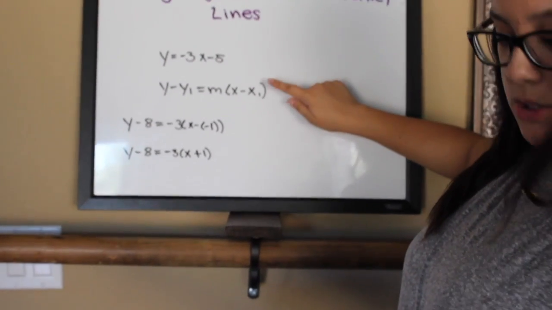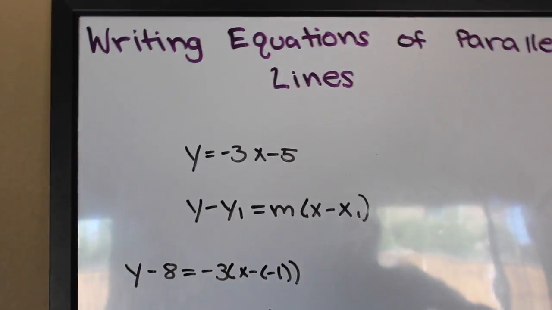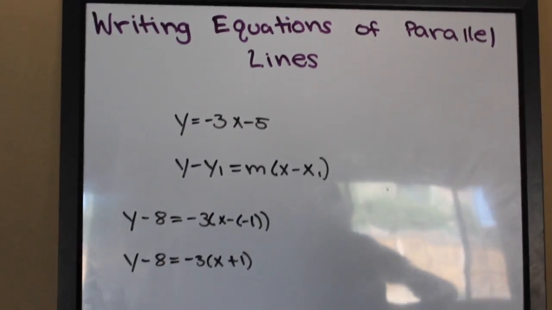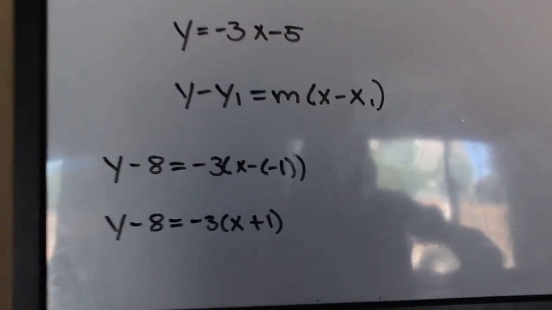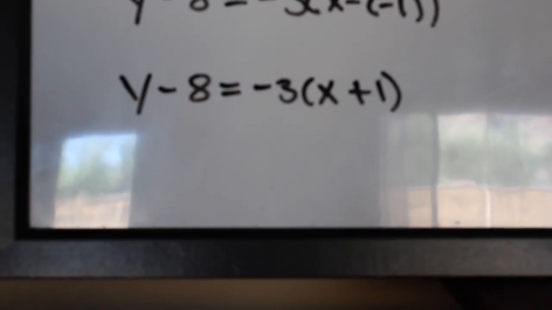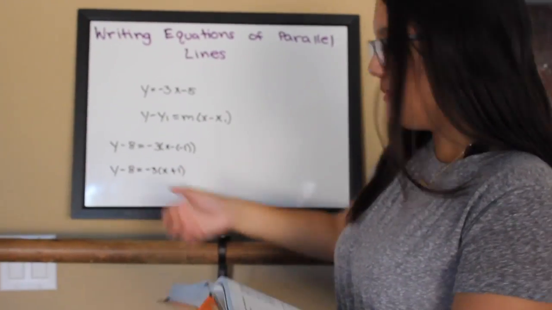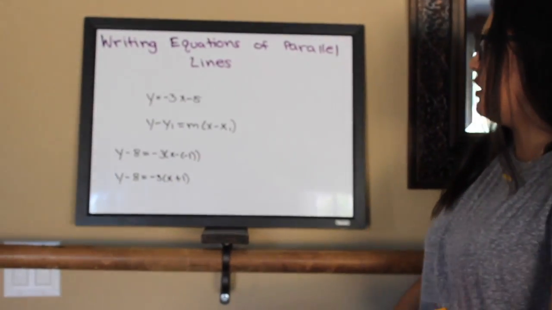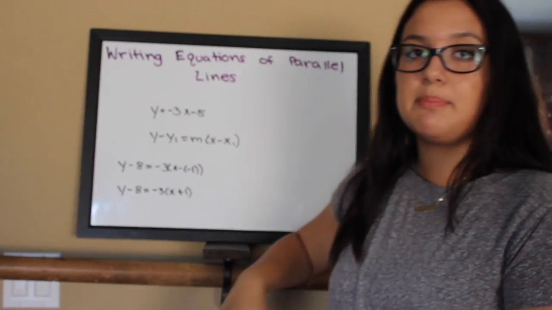So we need to use the point slope form to write this equation. So we want to substitute negative 3 for m and negative 1/8 for x1 and y1 and simplify. So that is how you write the equations of parallel lines, and you just simplify from there.